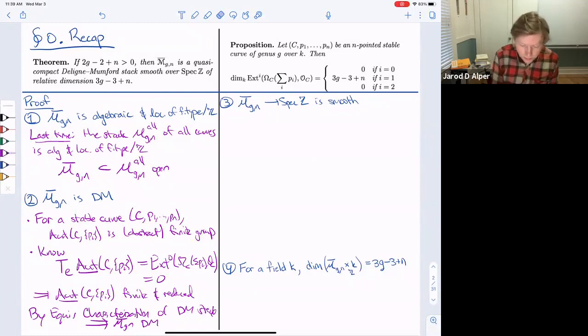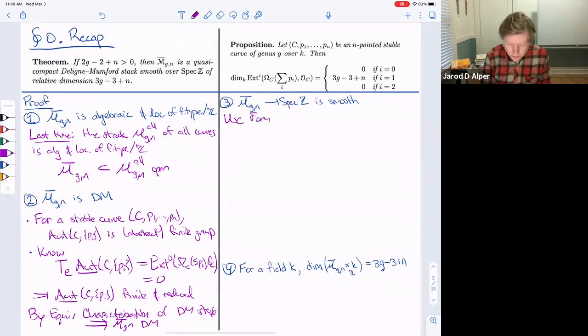So at least we've handled the Deligne-Mumfordness, and then going forward to conclude property 3, that M_{g,n} bar is smooth, we use the formal lifting criterion. We've already used this once with M_g, but let me just recall.